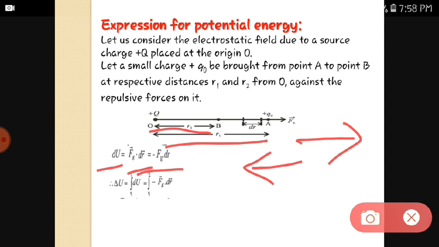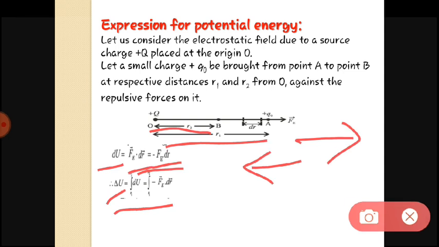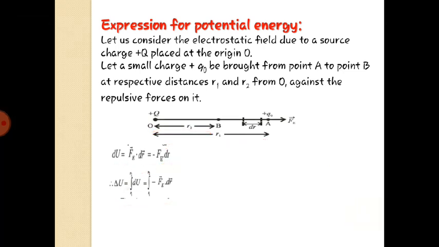That is just what we have said right now. If it has to move from one point to another, then integration should take place from point to point. So delta U is the integration from R1 to R2 of dU, which is equal to the integration from R1 to R2 of minus Fe dr bar. Okay, so this is the formula which we have got.